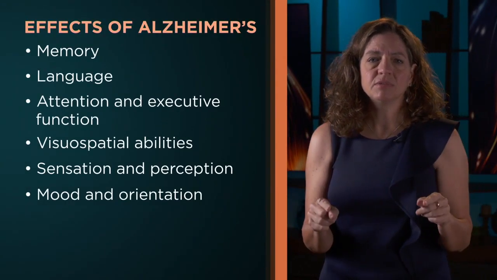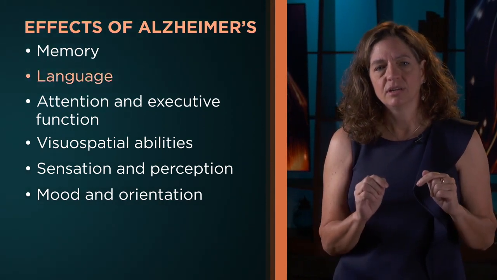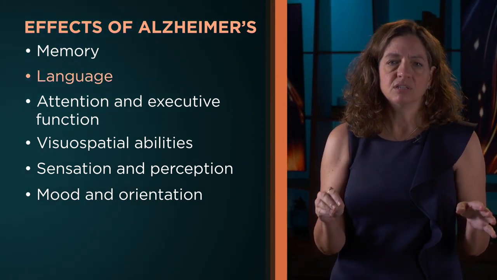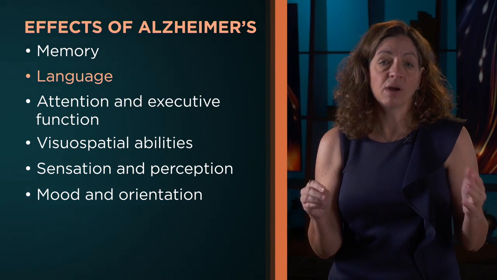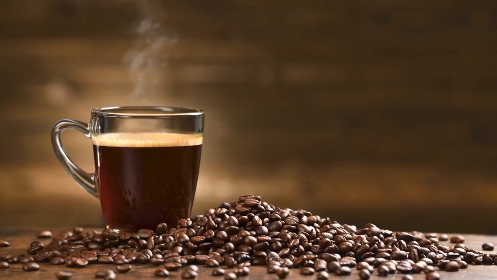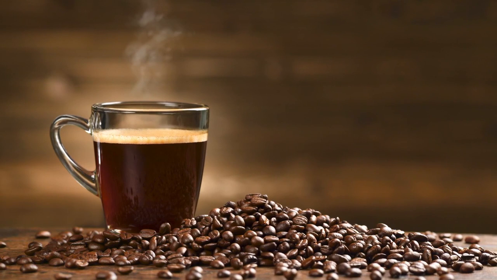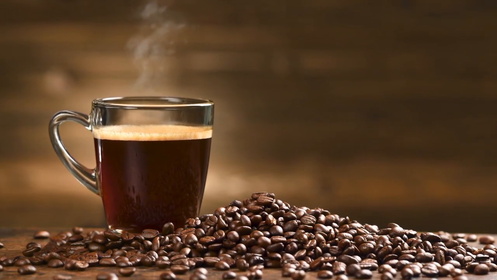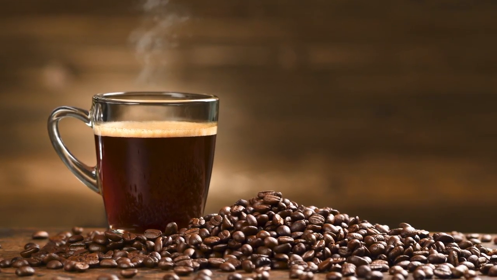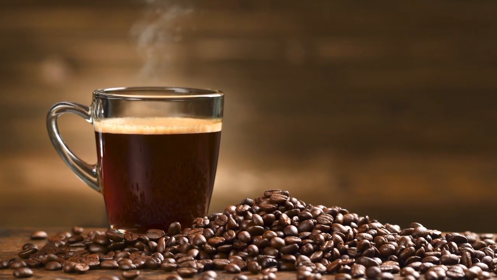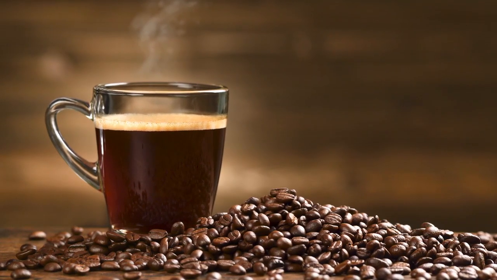Now let's turn to symptoms associated with language. Patients with Alzheimer's disease will often struggle while trying to find the right word for something. For example, they might try to ask for coffee by telling you it is a hot black liquid that they drink every morning, but they just can't manage to say the word coffee.